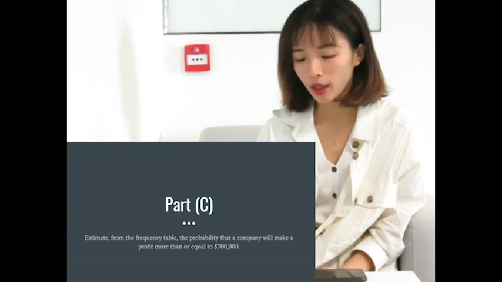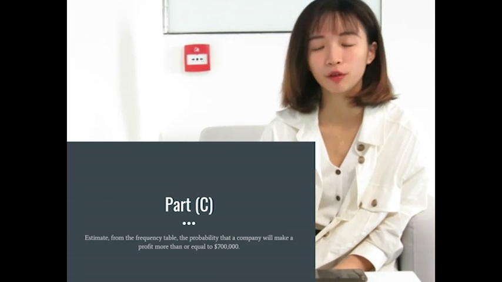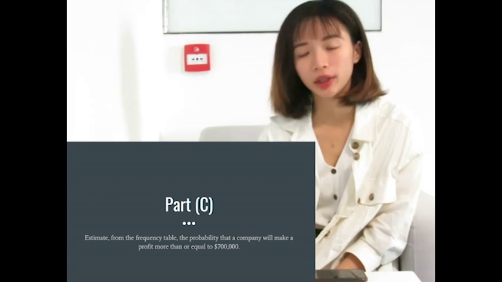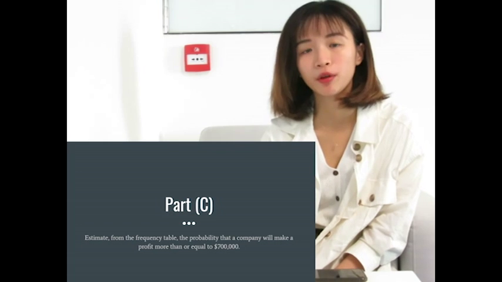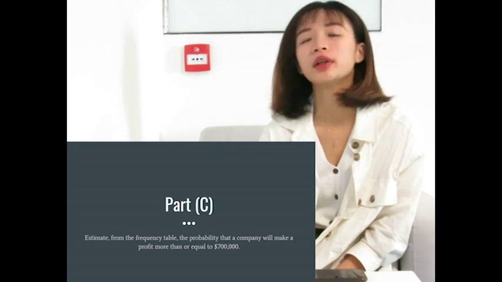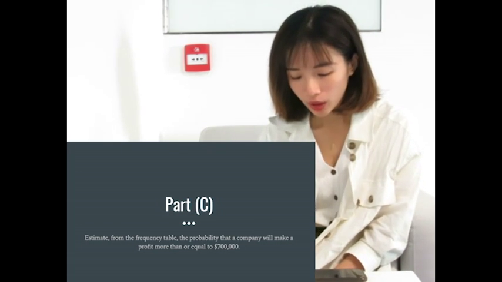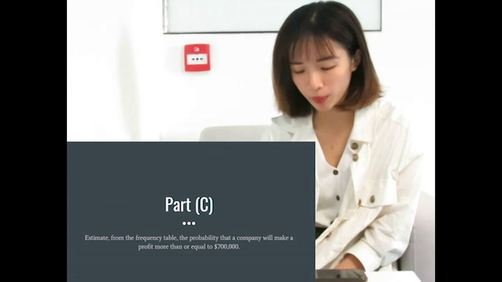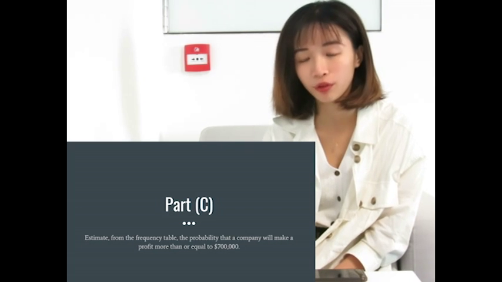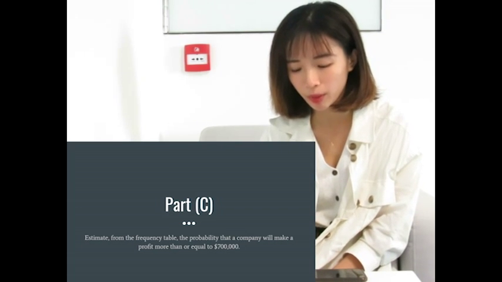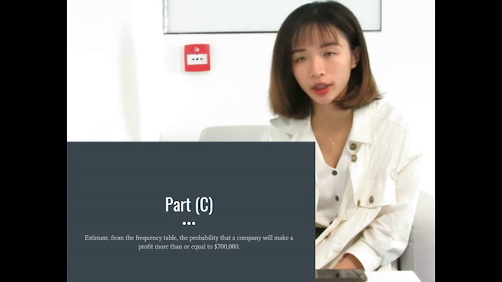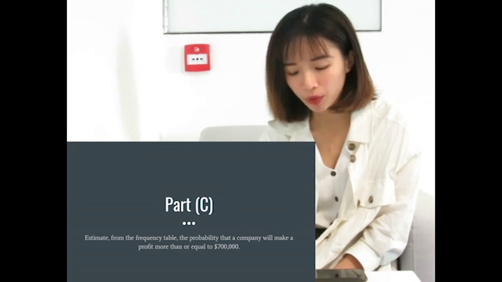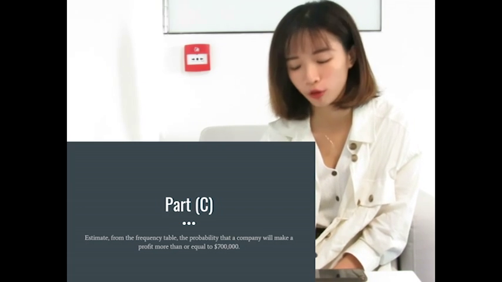I'm Christy. I'm going to explain the answer of Part C. We need to estimate the probability that a company will make a profit more than or equal to $700,000. Here is the information from the question. A frequency table that shows the levels of turnover of a random sample of 208 computer companies, and an equation that shows how the profit is related to its turnover.